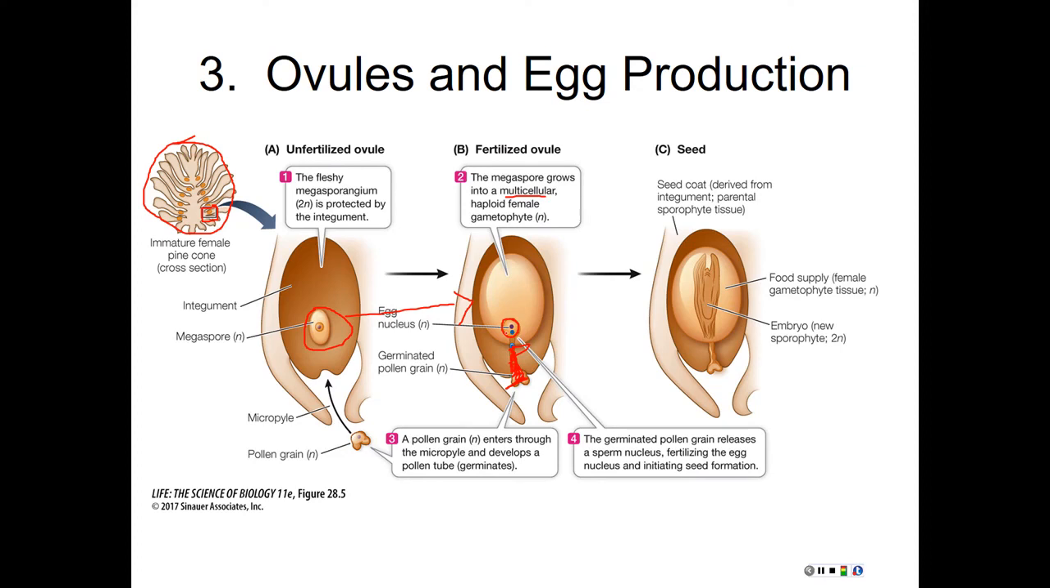And the whole structure, and by which I mean the megasporangium, the megaspore within it, plus the integument, is collectively called an ovule. So usually when we talk about seed plants, we talk about ovules producing eggs. And that is correct, but we need to understand that an ovule includes the megasporangium, the megaspore, and the integument. So there's a lot going on there within that structure we call an ovule.